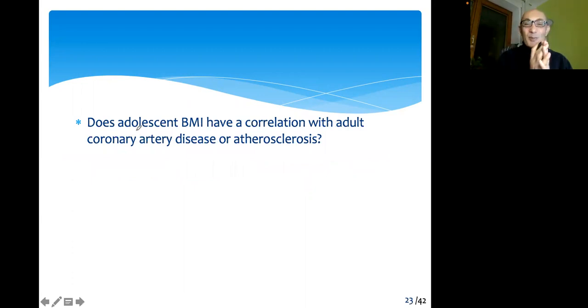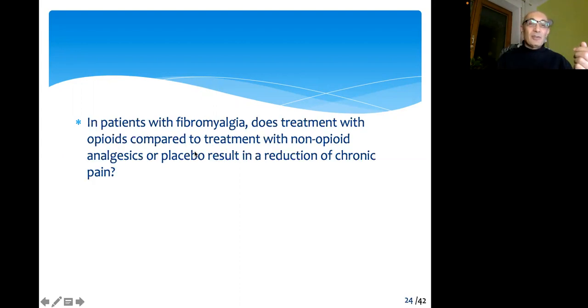As the sentence is smaller, you should guess that it is a background question, of course, but it doesn't always function, but most of the time. Does adolescent BMI have a correlation with adult coronary artery disease or atherosclerosis? Do we have the 4 components here? No, we don't. Instead, we are asking what is the correlation, or is there a correlation between BMI and coronary artery disease, atherosclerosis?